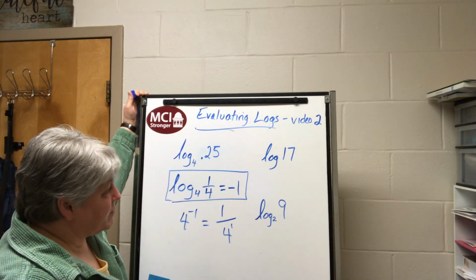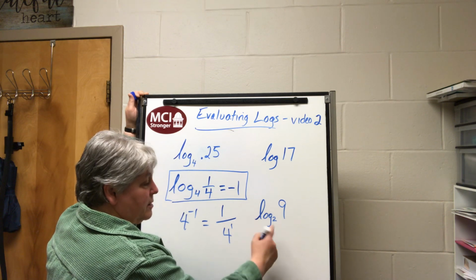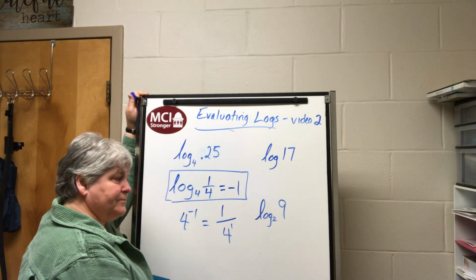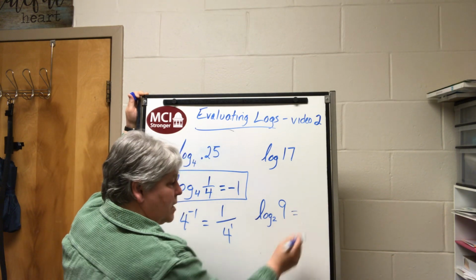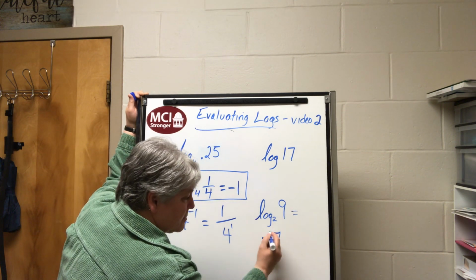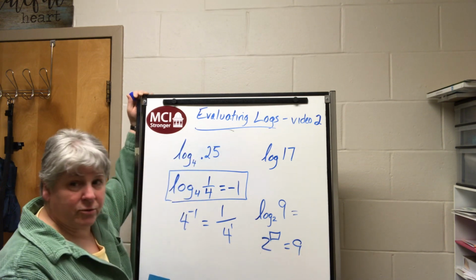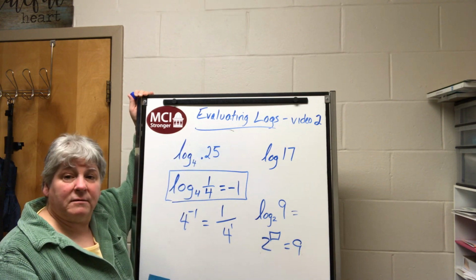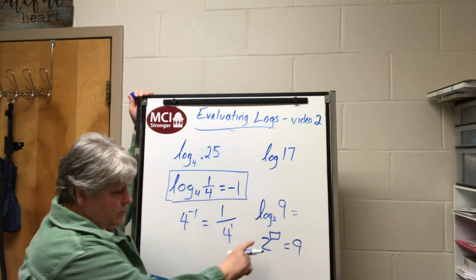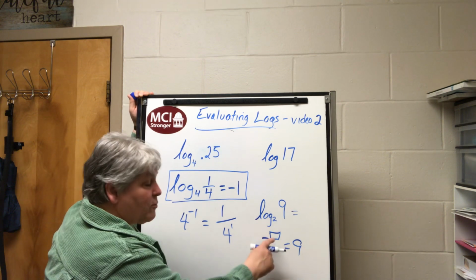I want to look at a couple of other things. Let's look at this one right here. 2 to some power gives me 9. So I'm looking for the exponent that makes 2 land right on 9. Well, 2 squared would only be 4. 2 to the 3rd would be 8. Still not quite big enough. 2 to the 4th is 16.